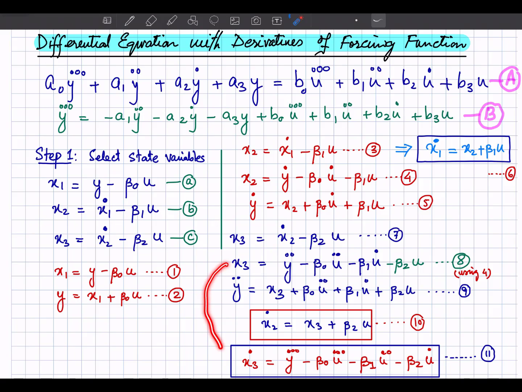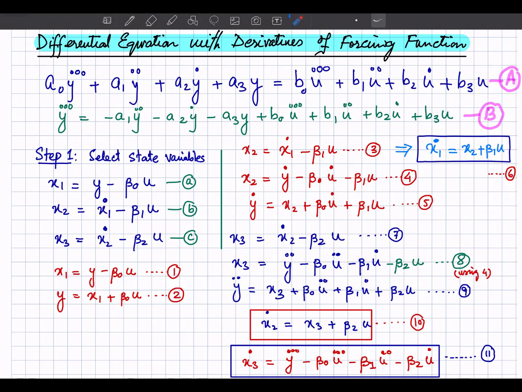Now using this equation I can write an expression for the derivative of our third state variable, that is x3. So x3 dot will be equal to, we are taking the derivative of this one, so this will become x3 dot, this will become y triple dot, this will become u triple dot, u double dot, and u. These are the constants beta 0, beta 1, and beta 2. So taking the derivative we can write this equation like this.